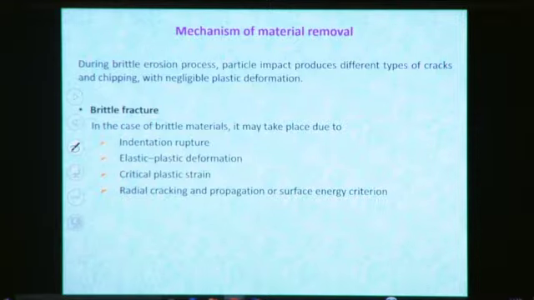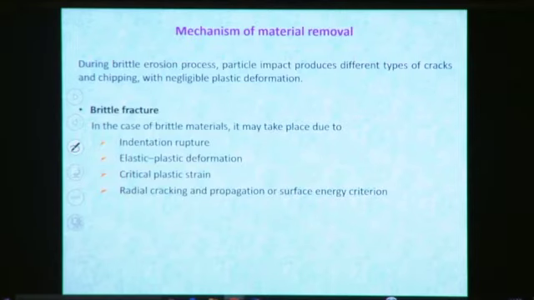There are two mechanisms I mentioned. One is that it is useful for hard and brittle material. In brittle material, these mechanisms occur: indentation rupture, elastic plastic deformation, critical plastic strain, radial cracking and propagation of surface energy criteria. During the brittle erosion process, particle impact produces different types of cracks and chipping with negligible plastic deformation. Because of this brittle fracture, materials are easily removed from brittle workpieces. But in the case of ductile material, this brittle fracture will not happen.